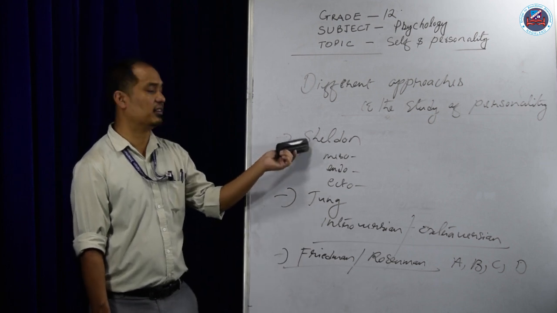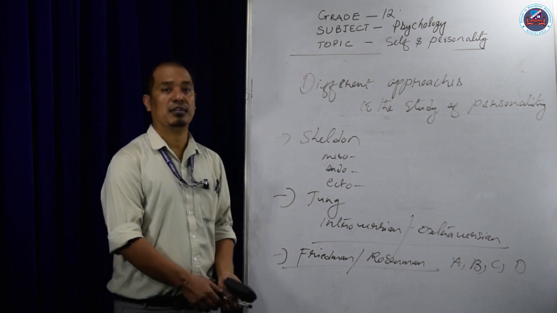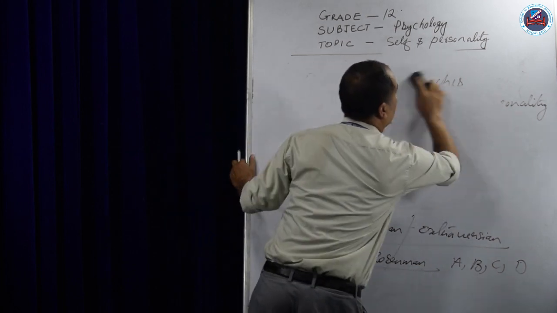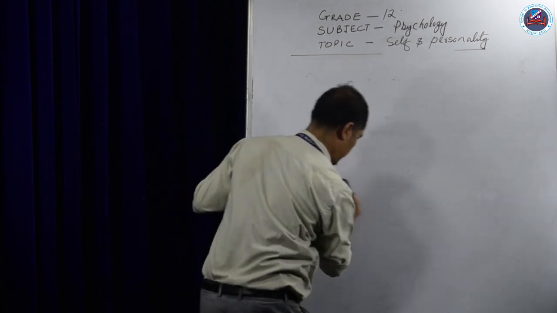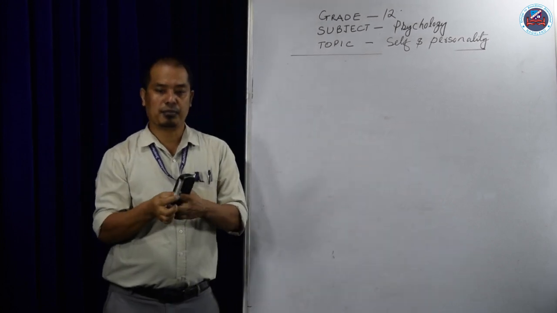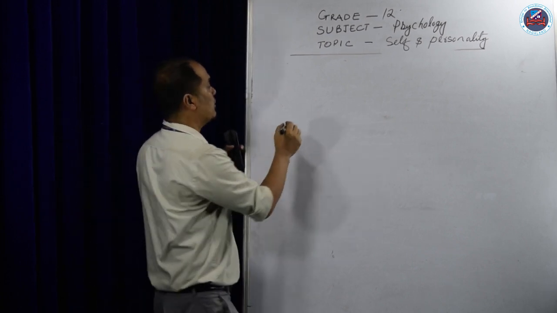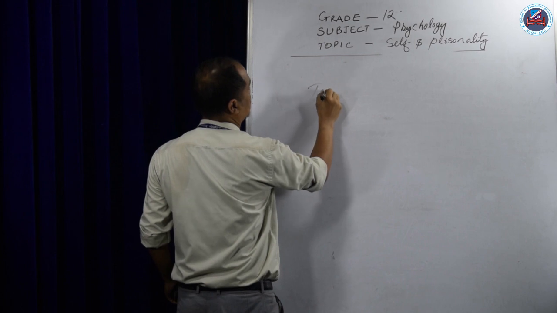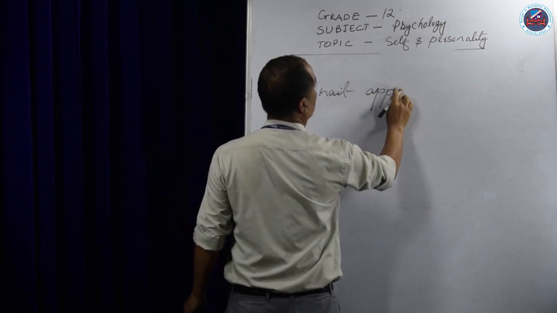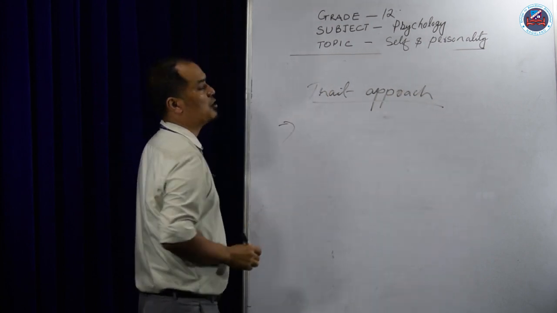So these are the theories that talk about the type approach. The first one is Sheldon, the second one is Jung, and the third one is Friedman and Rosenman. Now we will move to another one, that is called the trait approach. The next one is called the trait approach.